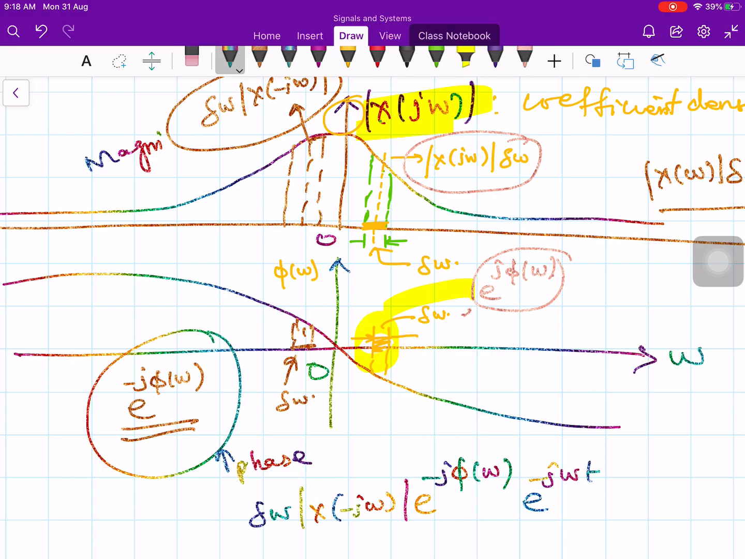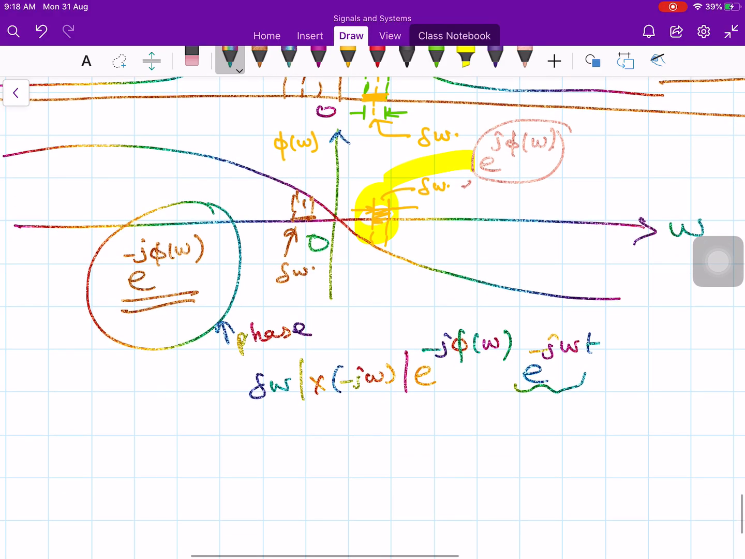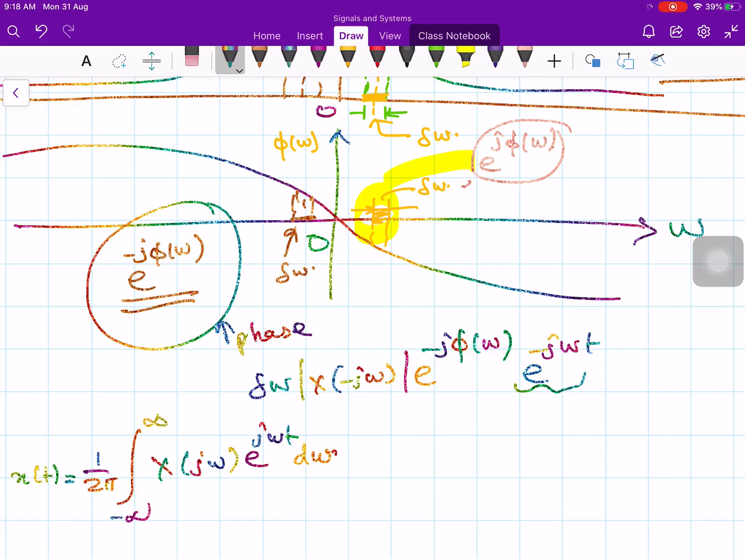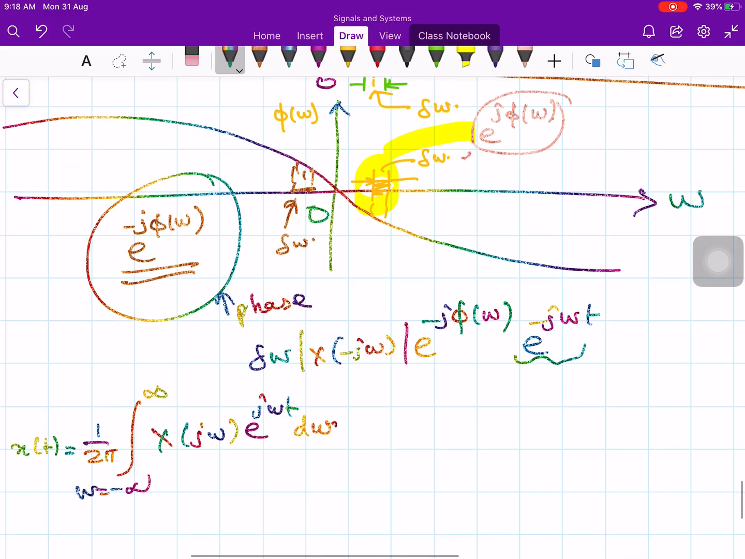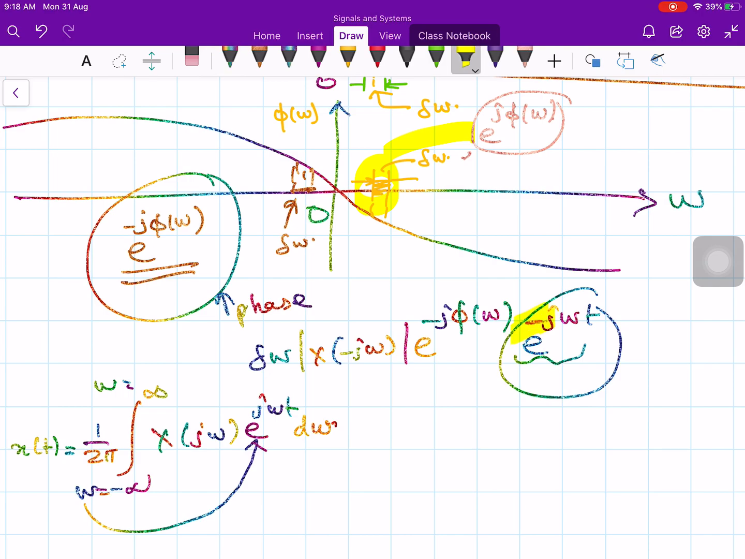Where does this e to the minus j omega t come from? Because in the integral, you know, x of t is 1 over 2 pi times the integration of x of j omega e to the j omega t d omega. Recall this. From minus infinity to plus infinity. When you substitute omega equal to minus, then you will get this minus value. That's how this term comes.